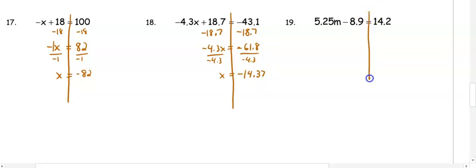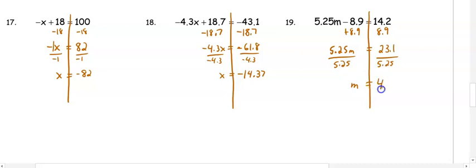In number 19, in order to solve for m, our first step would be to add 8.9 to both sides. 5.25m is equal to 23.1. We're going to divide by 5.25. So when we divide, we get m is 4.4.